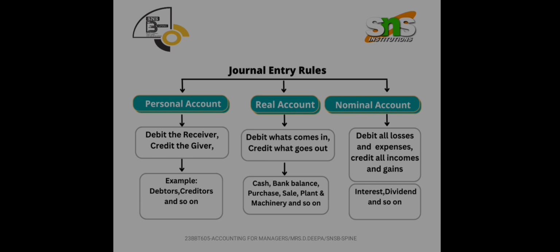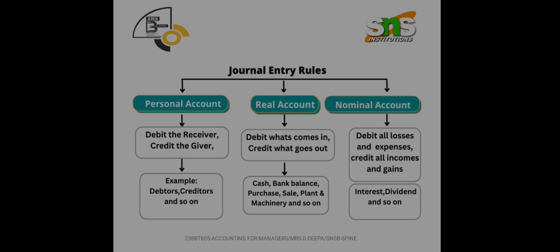Under personal account, the rule is debit the receiver, credit the giver. See here, it speaks about any individual person, bank, or any institution. Examples are debtors or creditors, whoever. Next is real account. The real account rule is debit what comes in and credit what goes out. Here certain examples are cash, bank balance, purchase, sales, plant and machinery. So what comes in and what goes out.